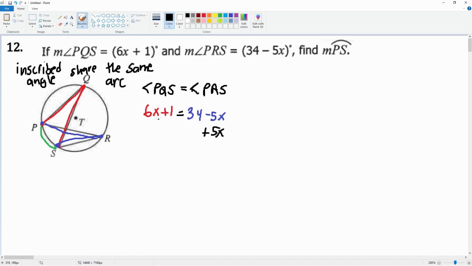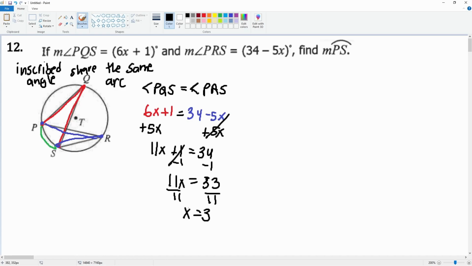So add 5x to both sides. This does cancel, leaving you with an 11x on the left. Plus 1 is equal to 34. Minus 1 to both sides. You get 11x is equal to 33. Divide by 11, you get x is equal to 3. So you can say that x is equal to 3.